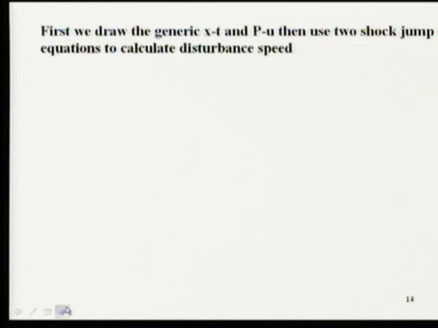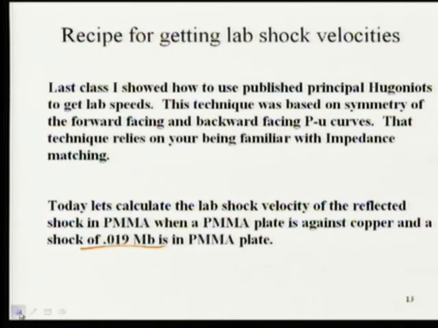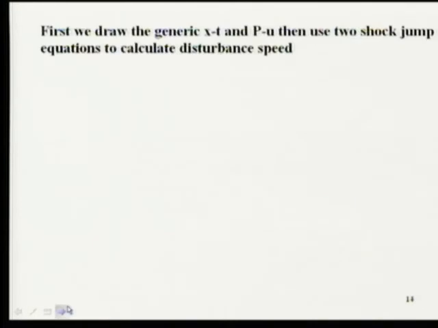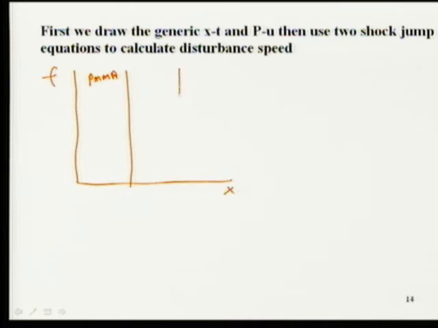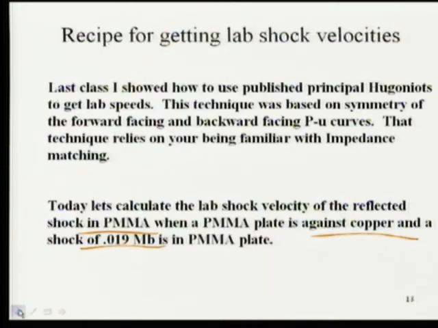So first of all, we calculate: we have a shock in PMMA against a copper plate, which is higher impedance, and you induce a shock of 0.019 megabar in the PMMA plate. Okay, so this would be PMMA. This is T, and this is X. And this would be copper, right?